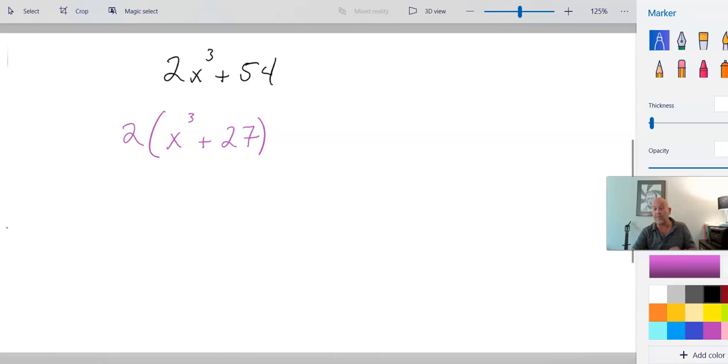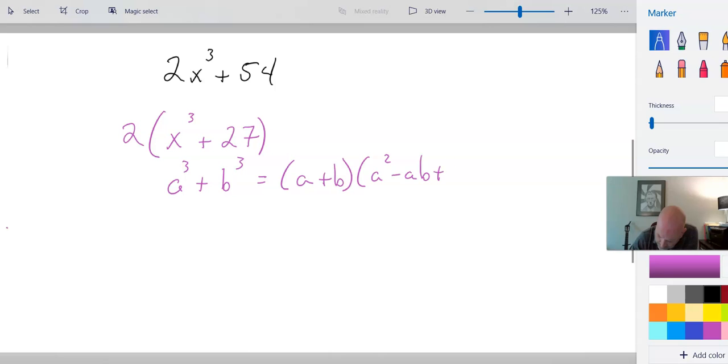Remember, the 2 is still a factor. He's just along for the ride now. He's a spectator, and he's going to watch what happens with the rest of this. Again, a cubed plus b cubed is equal to a plus b times a squared minus ab plus b squared. It's a good idea to write this down every time. I know I've said it before, but the more times you write it down, the more patterns you start to notice inside the formula that allow you to remember it easier.